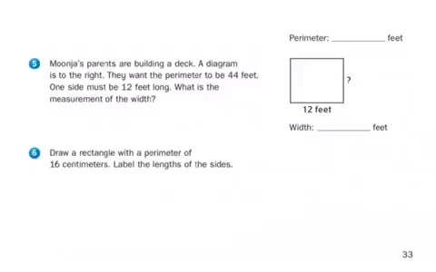It says, Munja's parents are building a deck. A diagram is to the right. They want the perimeter to be 44 feet. So you can already fill that in up on that line, right? One side must be 12 feet long. What is the measurement of the width? So be careful. I think some people will try and race through this, and you're going to get it incorrect. Take your time and think about why I'm probably pausing you on that one as you're solving it, and you will be fine. All right, we'll talk about this in class.